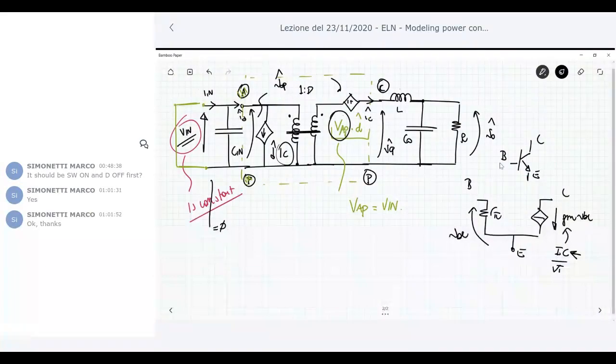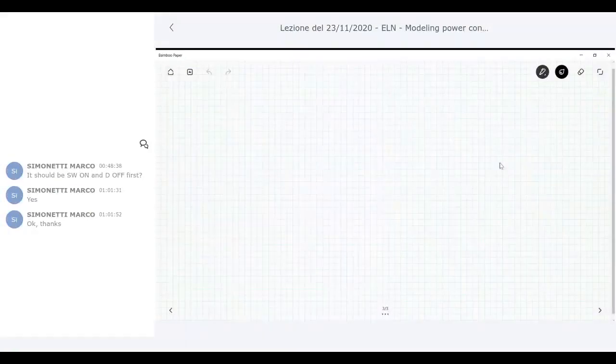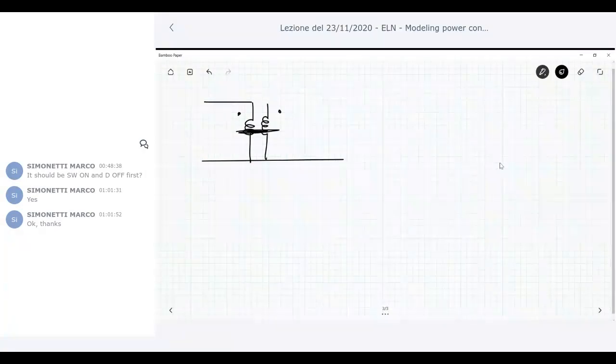Look at what happens at the input side. You have a short, and so it means that the input capacitor is short circuit. The current source is, let's say, shorted. So another way, we can redraw the circuit in this way. Here we have a short. No more input capacitance, no more current source, because they are shorted. So what remains is just the secondary side circuit.